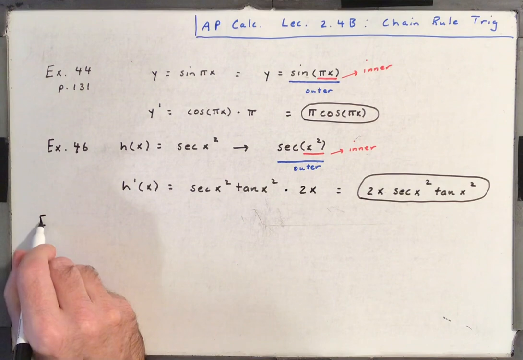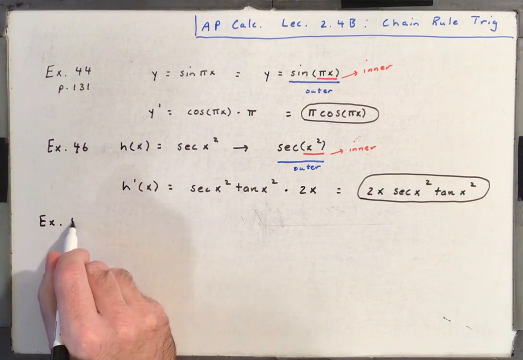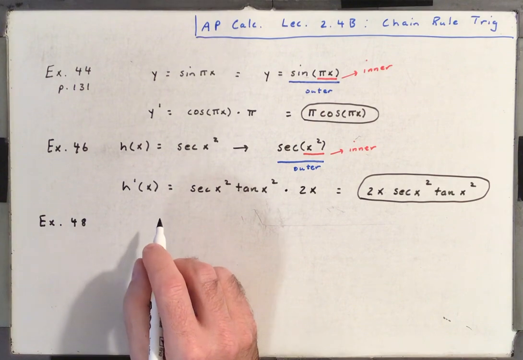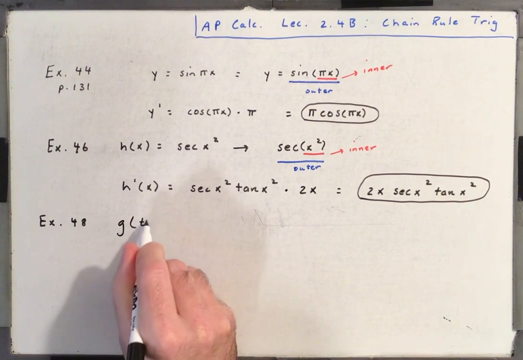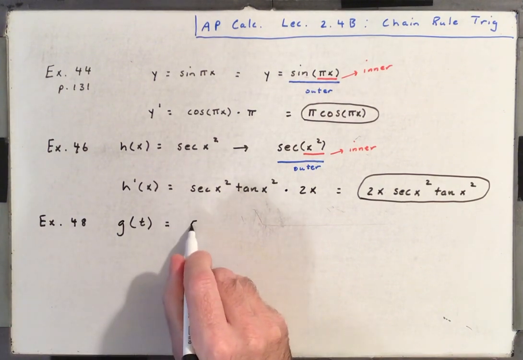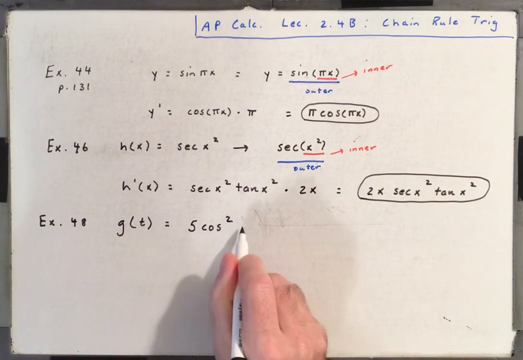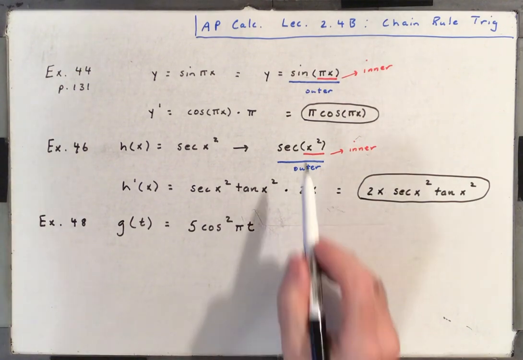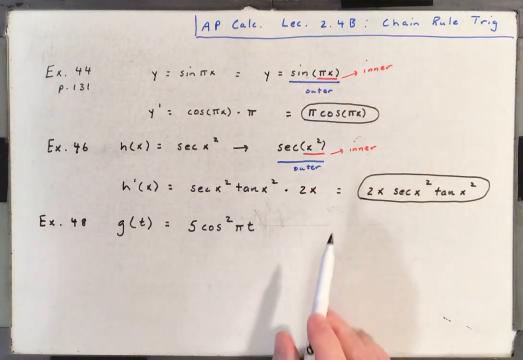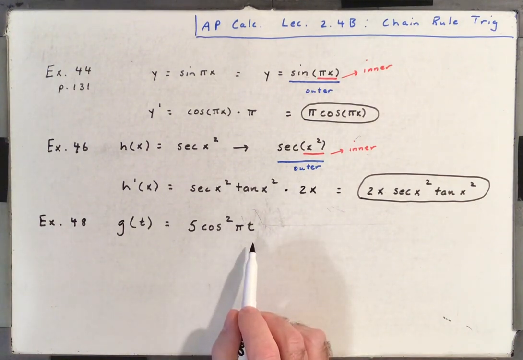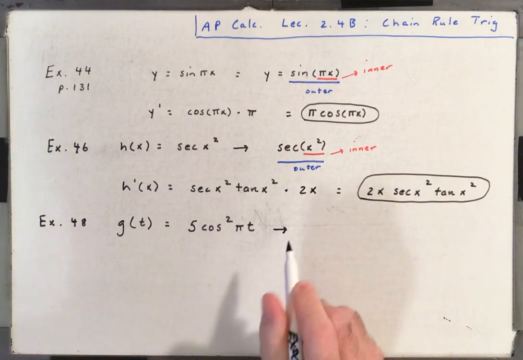Okay, now we're going to get into a couple that are about a third more tricky. So example 48, we have g of t is equal to 5 cosine squared pi t. Where we had two layers in our first two examples, an outer and an inner, on this we actually have 3 layers to it. Let me show you how to rewrite this.